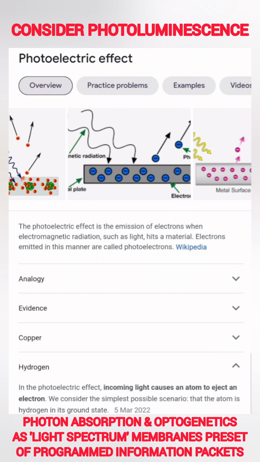Photoelectric effect. The photoelectric effect is the emission of electrons when electromagnetic radiation, such as light, hits a material. Electrons emitted in this manner are called photoelectrons. In the photoelectric effect, incoming light causes an atom to eject an electron. We consider the simplest possible scenario, that the atom is hydrogen in its ground state.